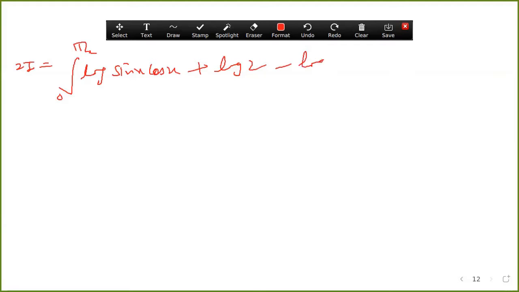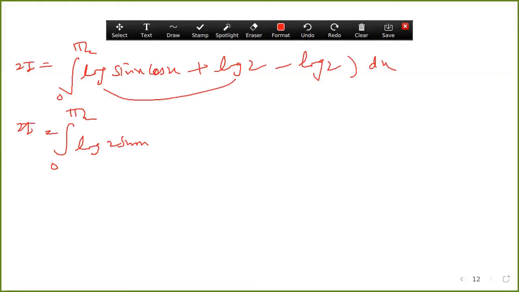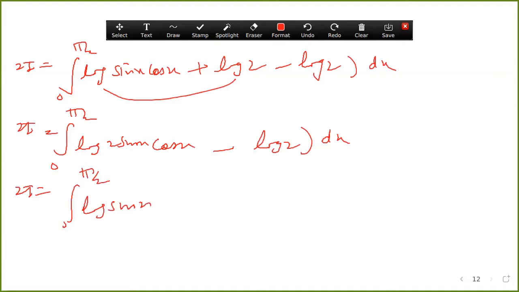Next step will be 2I is equal to 0 to pi by 2 log, here we have written sin x cos x, but I said adding log 2 and subtracting log 2 in the question. When you are combining these two, you are getting 0 to pi by 2 log of 2 sin x cos x, log m plus n, and minus log 2 as it is with respect to x. 2I is equal to 0 to pi by 2. This is log sin 2x minus log 2 dx.